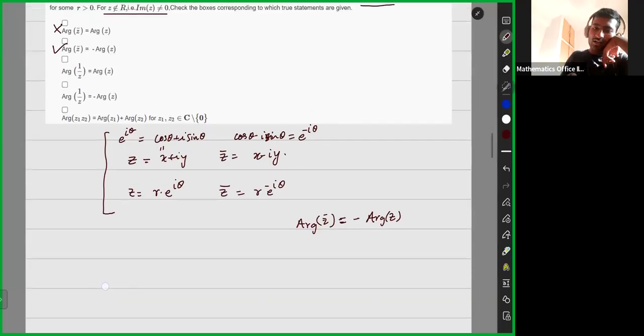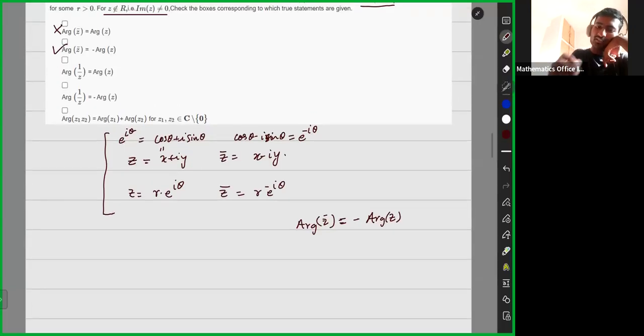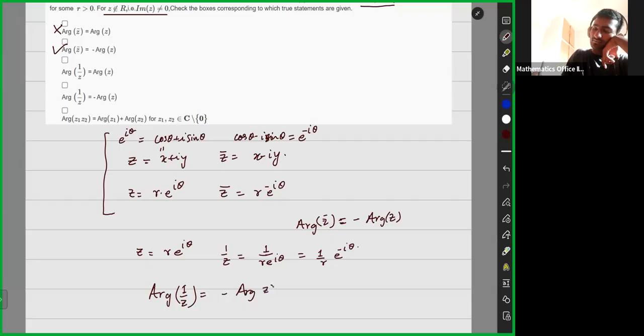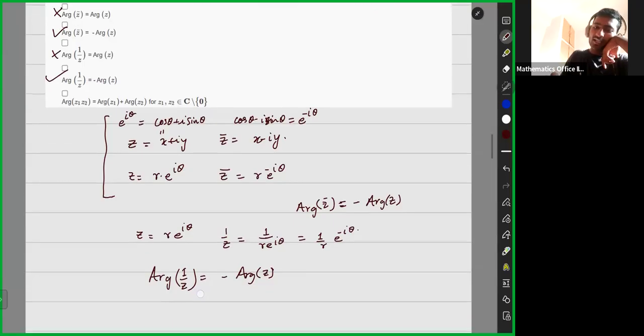That's clear. Now, how about 1 by z? The next two parts are about 1 by z. So if z is equal to r e power i theta, how is 1 by z defined? 1 upon r e power i theta, and this becomes 1 upon r times e power minus i theta. So argument of 1 by z becomes minus argument of z. So the fourth option is correct, the third option is wrong. Now how about the last option?